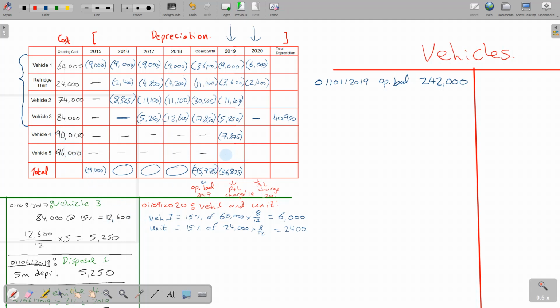How much depreciation? So it wasn't depreciated in 2019 because we only bought it in 2020. So for vehicle number 5, it's 01/09 to the 31st of the 12th. That means all of 9, 10, 11, 12. So there's 4 months. So 4 of 12 months at 15% of 96,000. Let's see what that is. €4,800.